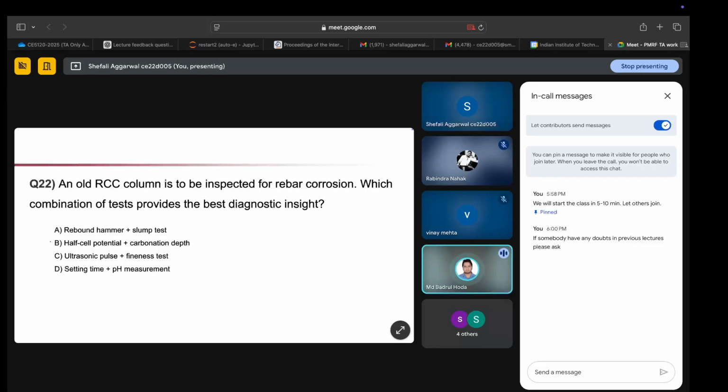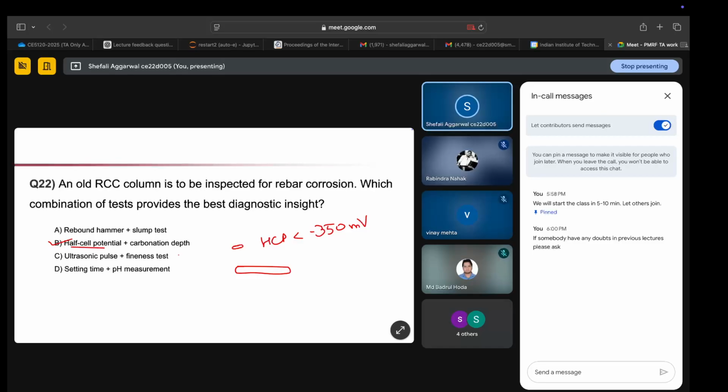B, correct. So it is B. I hope everyone knows the half cell potential test. It means we are measuring the potential of our rebar with respect to a reference electrode, and if your HCP value is less than minus 350 millivolt, more negative, that means there are more chances of corrosion. It doesn't mean corrosion has initiated, that means the probability of corrosion is more in that case.